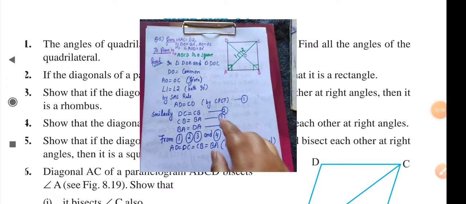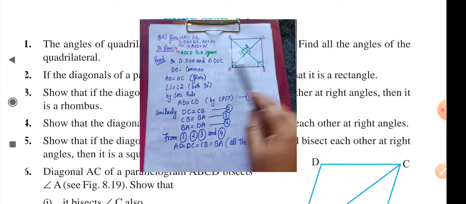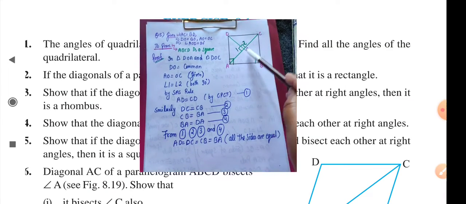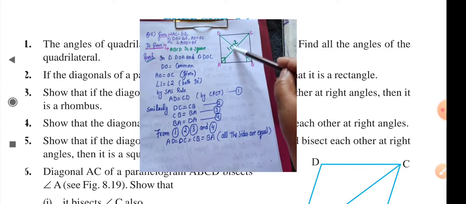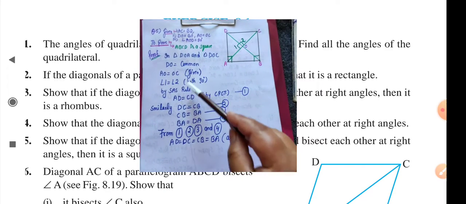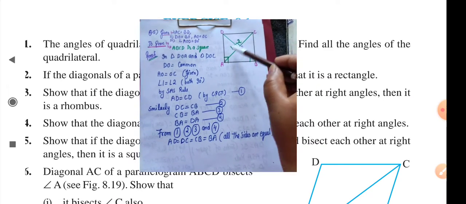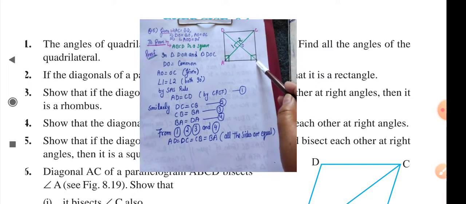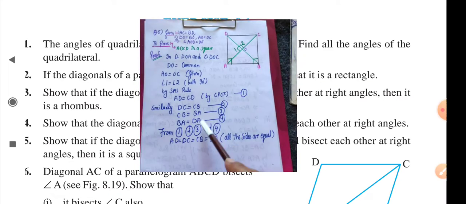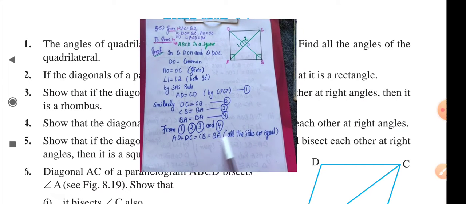So you can see that we have proved that all the sides are equal. As I have told you, we have taken these two triangles. In these triangles, first we have taken DO as common, AO is equal to CO, and angle 1 is equal to angle 2. We have written here both 90 degrees. So by SAS rule, AD equals DC. Similarly, we can say that DC equals CB, CB equals BA, and AB equals DA. So from these equations, we can say that all these four sides are equal.